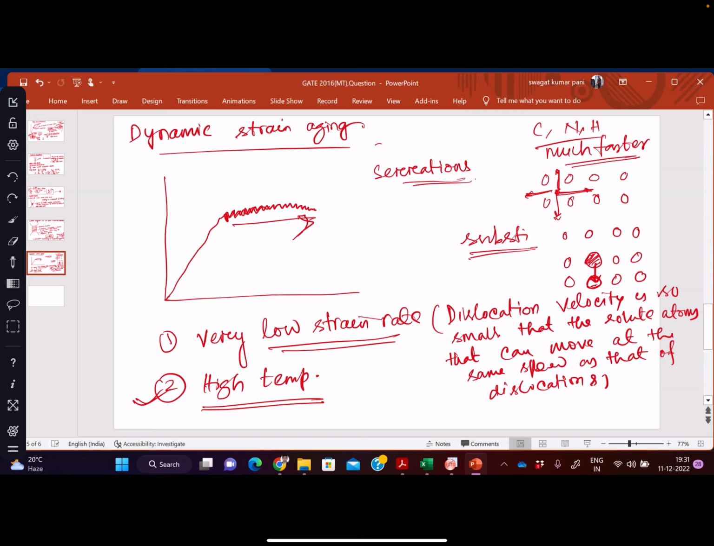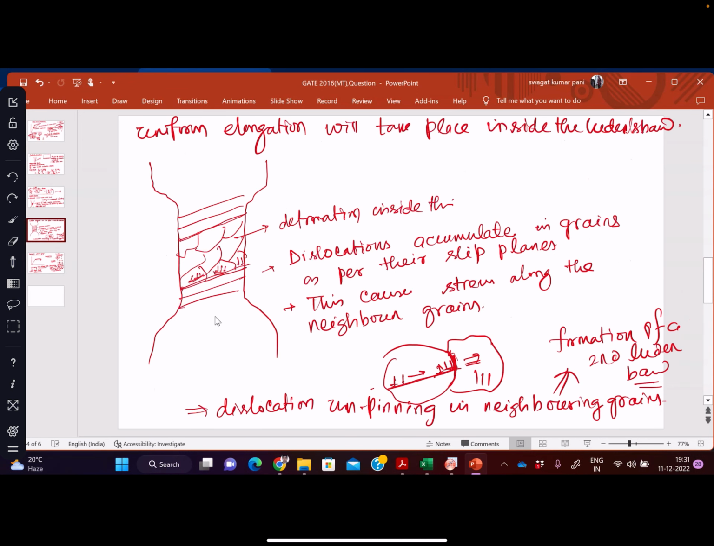Sir, can you go to the previous slide once? Here they said that dislocation unpinning in the neighbor grain will lead to the formation of a second Luder band. So, sir, does the neighbor grain mean the carbon atom is also getting shifted, or the carbon atom from the next grain is pinning it?